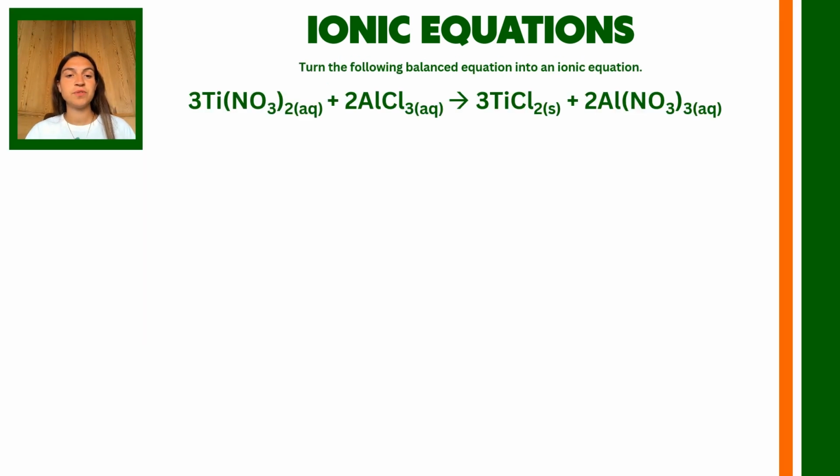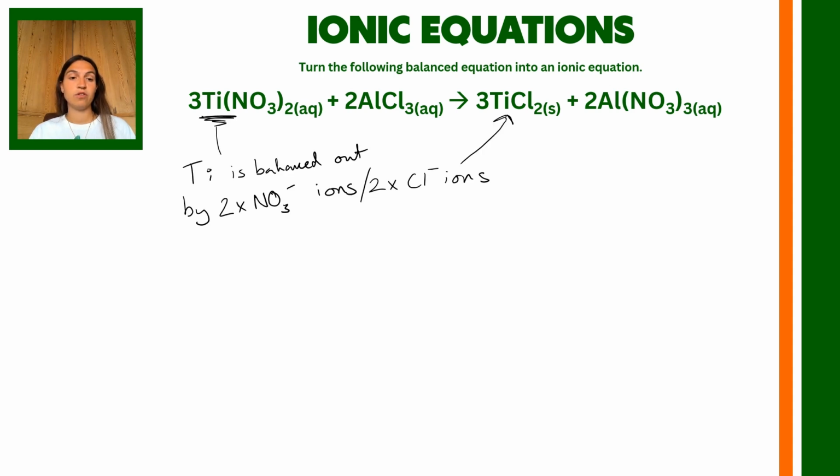Right, time to turn a balanced equation into an ionic equation here. So this is my equation at the minute, and the first thing I'm going to do is notice that my titanium here, on my left hand side, the charge on that titanium ion is being balanced at the minute by two nitrate ions. That's why I've got the NO3 brackets, the two round the bottom there. That actually means that there are two of those nitrate ions.